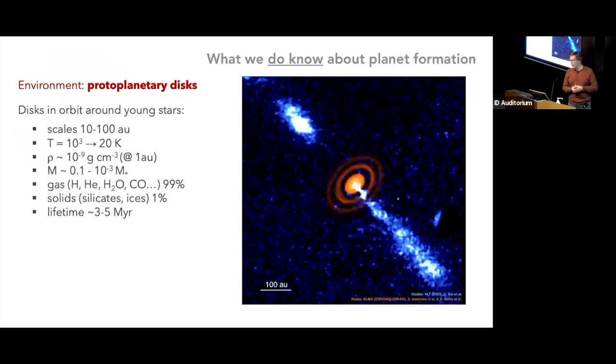Okay, so let's say a little bit now about what we do know about planet formation, some basic things. One thing we know is the environment, and we know that from reasonably direct observations, as direct as we have in astronomy. So what we have here is a composite image of a young protoplanetary disk, so a disk of gas and dust orbiting a young star. And we've got two sets of images here.